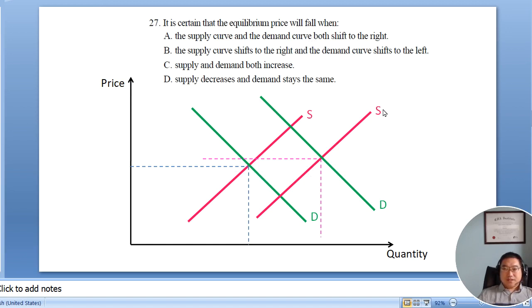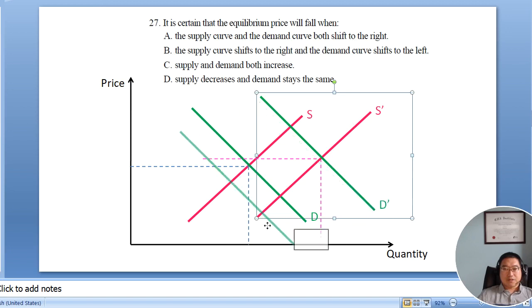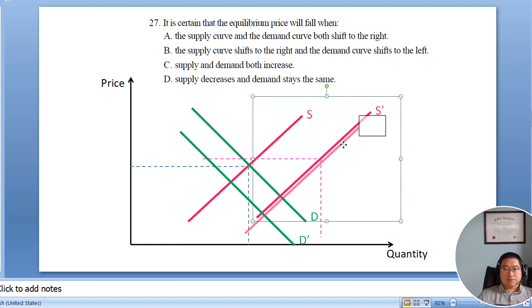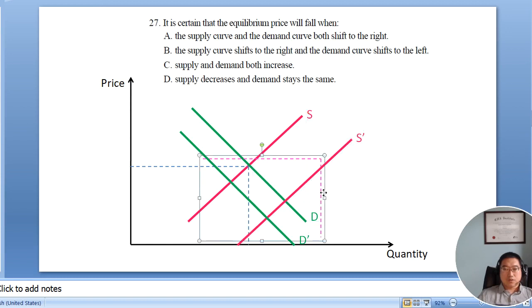And let me mark, this is the new supply, new demand, so that we know what we are dealing with. Alright, B, the supply curve shifts to the right. Yeah, that's basically here. And the demand curve shifts to the left. Alright, this one shifted to the right, can even go more. And this is the new equilibrium.